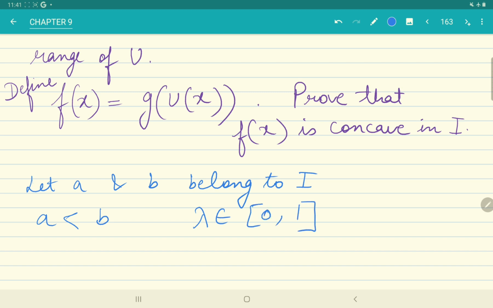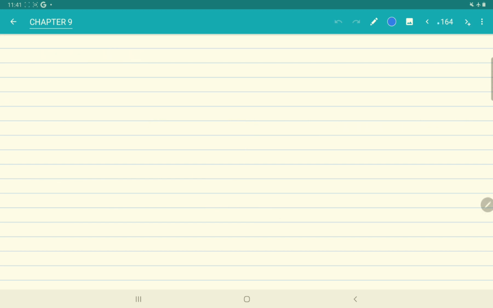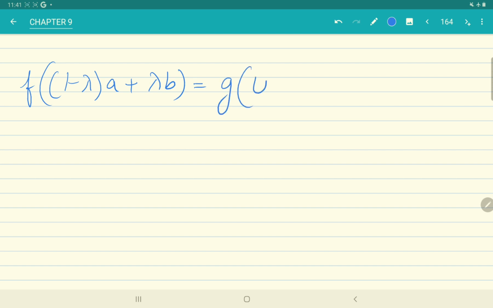And if I want to think of the definition of f, let's take up f of 1 minus lambda a plus lambda b. This is in fact equal to, now f of x is equal to g of u of x. So this is equal to g of u of 1 minus lambda a plus lambda b.